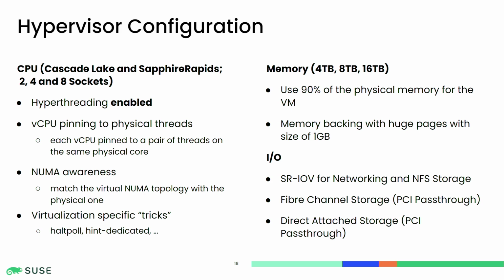At the current point in time, we dedicate about 91.75% of the physical available memory to the VMs. This is from a time where we only had single VMs, single VM scenario, think that there would be an S attached. But 91.75% of the memory is used for the virtual machines. The memory is backed with huge pages with the size of 1 gigabyte. And when it comes to I/O, we use SR-IOV for networking and NFS storage, and PCIe pass-through for fiber channel storage and direct attached storage.